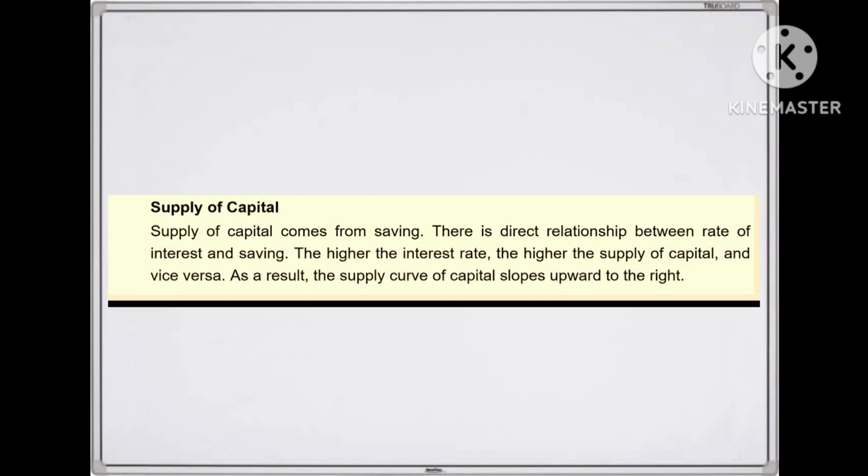The supply of capital comes from the savings. There is a direct relationship between the rate of interest and saving. The higher the interest rate, the higher the supply of capital, and vice versa. As a result, the supply of capital slopes upwards to the right.